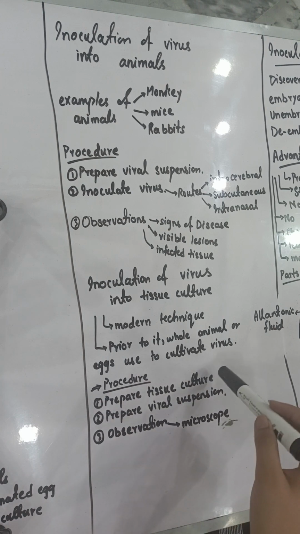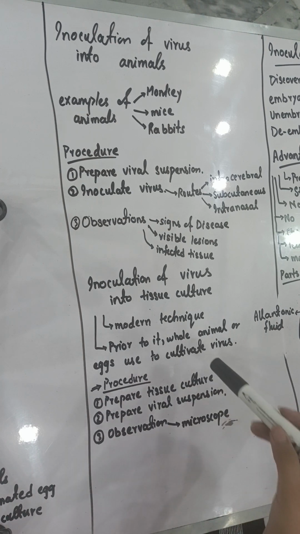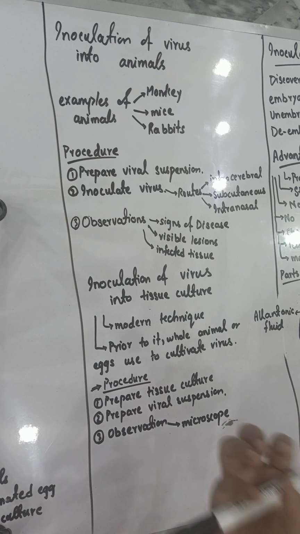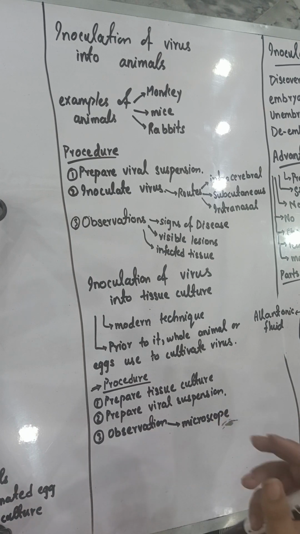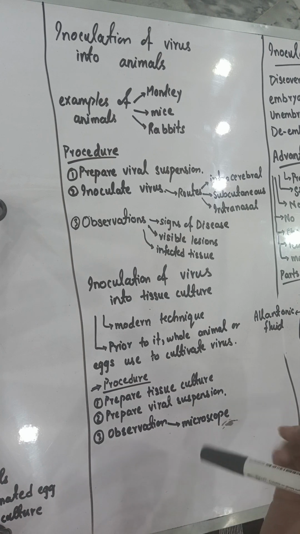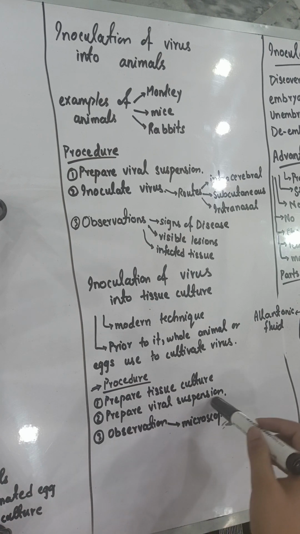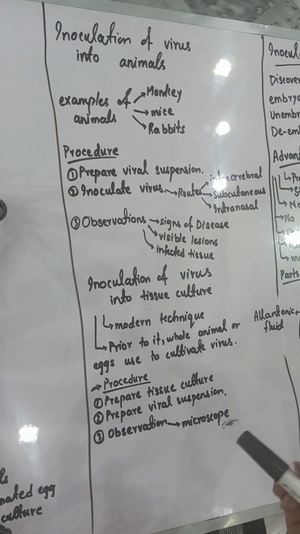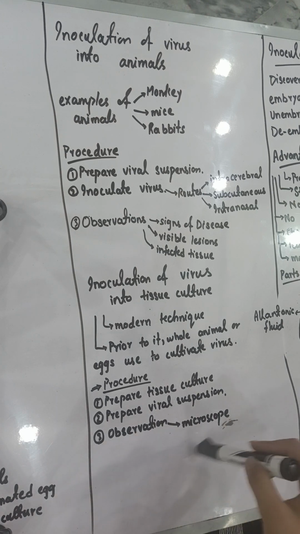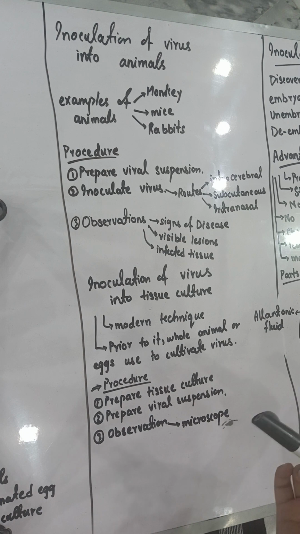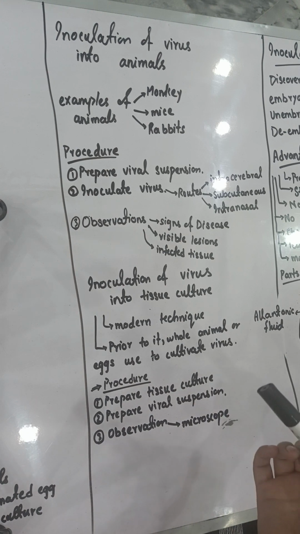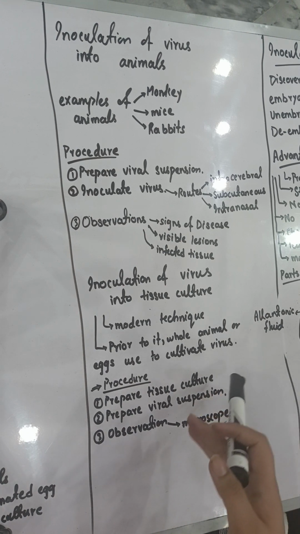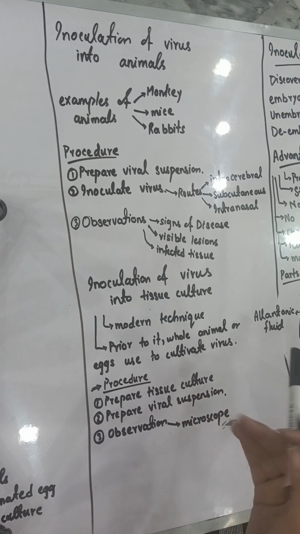First of all you have to prepare tissue culture. How to prepare it? You will make a collection of various cells together. You will grow them artificially in the laboratory, and after preparing it you will prepare your virus suspension and inject this virus suspension into your tissue culture. After that you will observe it under the microscope and write up all the results. The next method of cultivation of viruses will be discussed in the next slide.